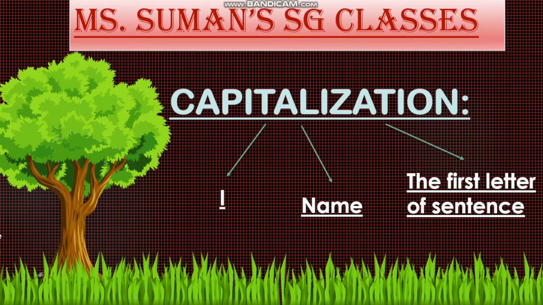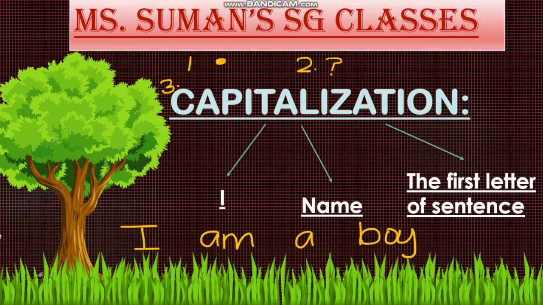The next thing is capitalization. So far we have talked about a period, we have talked about a question mark, and the third thing is capitalization. What does capitalization mean? Capitalization means if we are writing something, let's say we are writing a sentence. I am a boy. It's a sentence, so a period at the end. Now you can ask me, Miss Suman, which letter in this sentence should be uppercase? So capitalization means that we need to understand which letter is supposed to be uppercase.